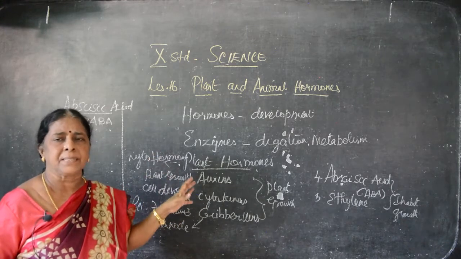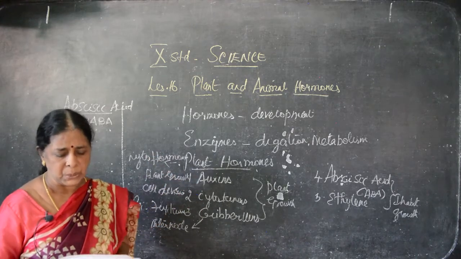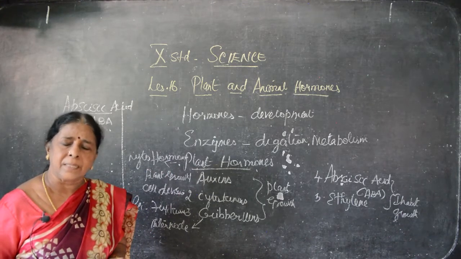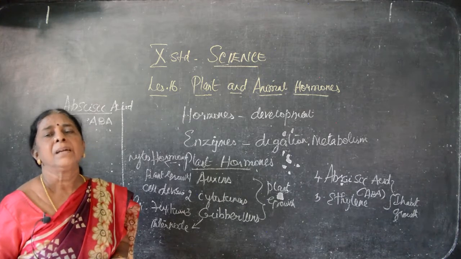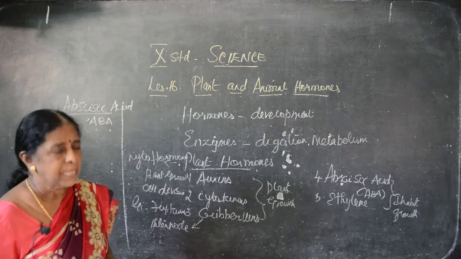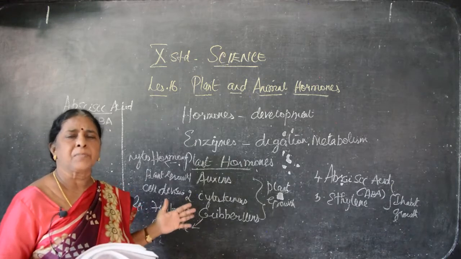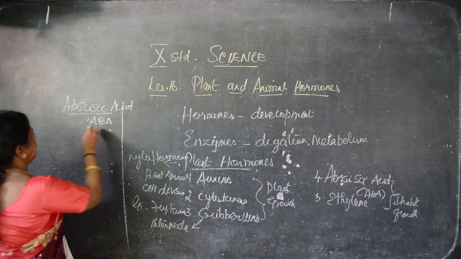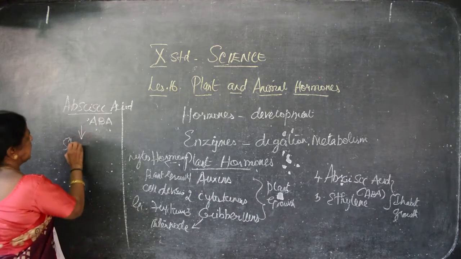So in these conditions, for these plants, we have to use abscisic acid, and abscisic acid clears the dormancy period of the plants, and the plants start to grow after applying the abscisic acid. It avoids the stress of the plants also. That's why it's known as stress hormone.